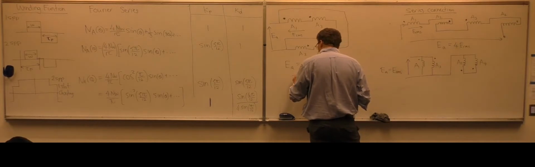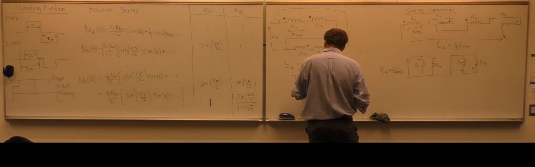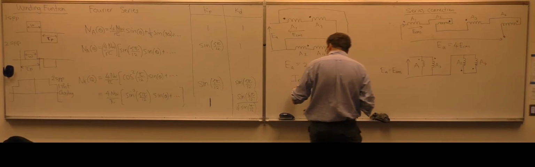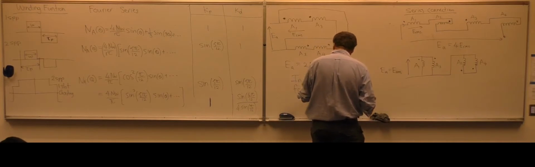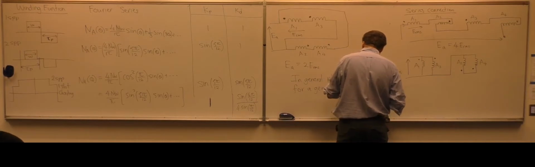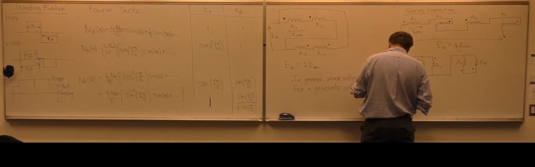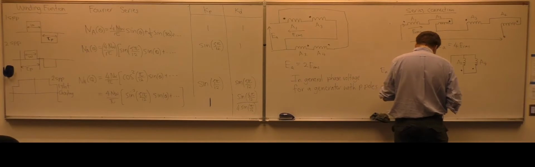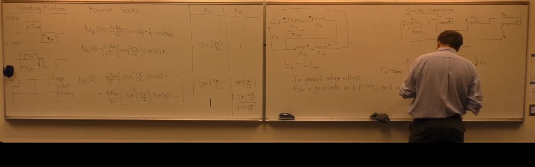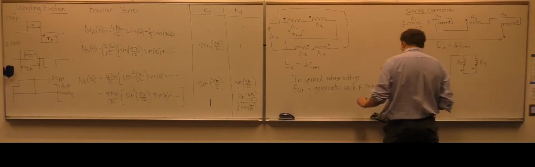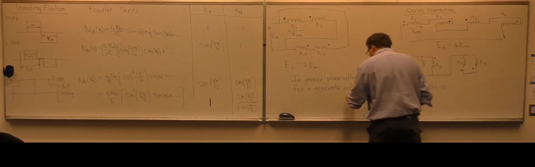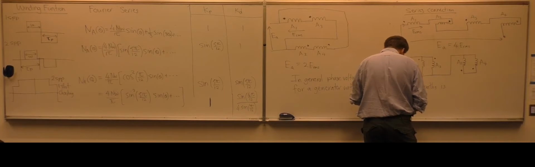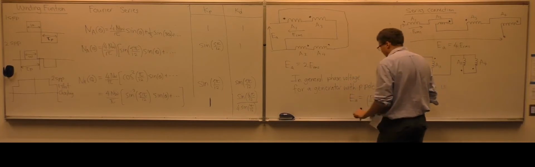So then in general, the phase voltage for a generator with P poles and A parallel paths is equal to EA times P over A times E RMS. Proportional.